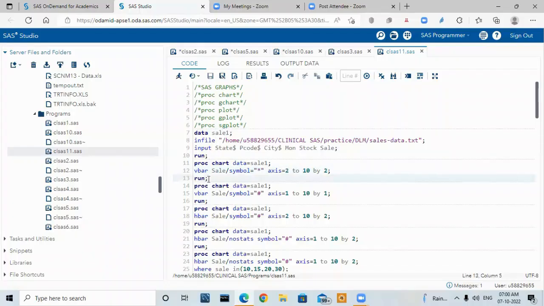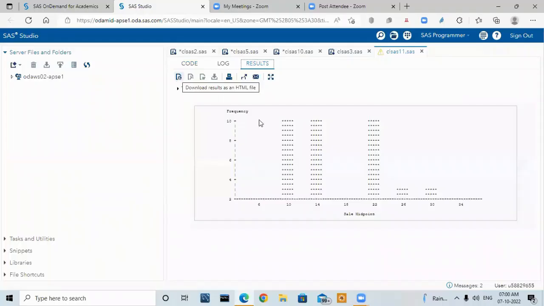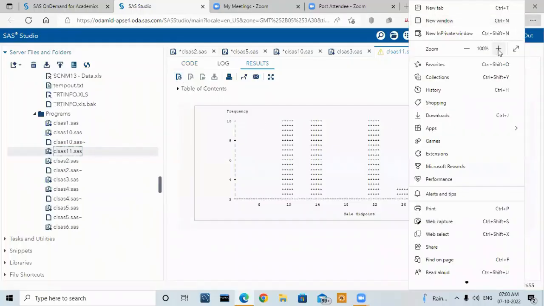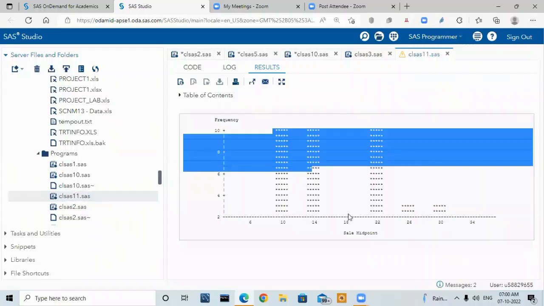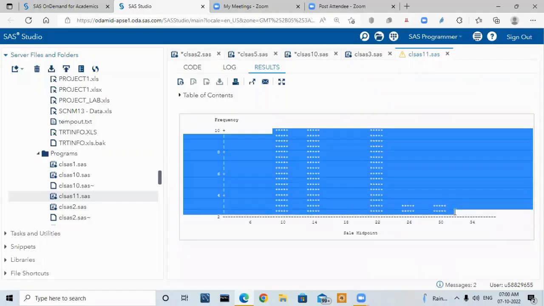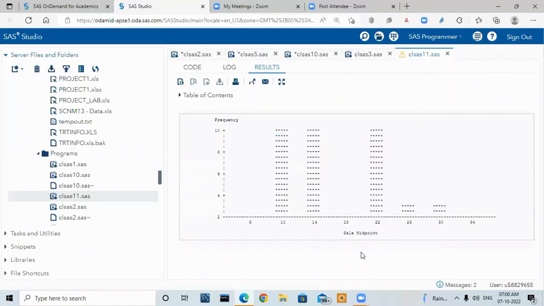Let us see how it looks. I am drawing the graph here by using the proc chart. Proc chart is the procedure here. It is a very simple graph. After drawing this graph, I am magnifying it a little. You can see clearly that the chart is drawn by using the asterisk as a symbol for drawing the graph. See, I told you the x-axis consists of sales.